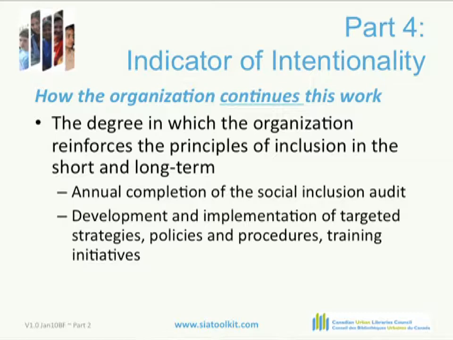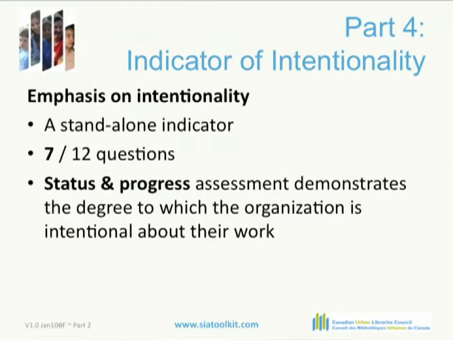As examples that I mentioned earlier, the annual completion of a social inclusion audit demonstrates intentionality. So does the consistent development, implementation, and evaluation of strategies, policies, and procedures. That demonstrates intentionality as well. So let's go through some of the questions. As I mentioned, this area reflects 7 of the 12 questions.